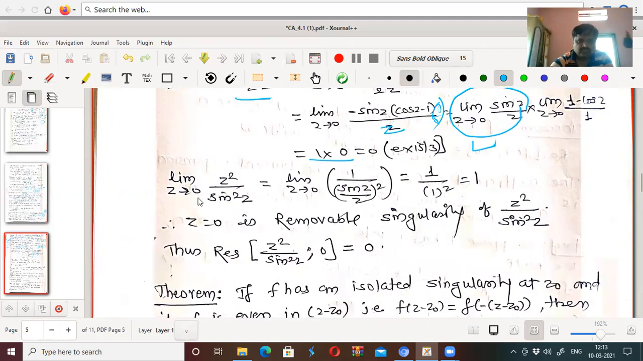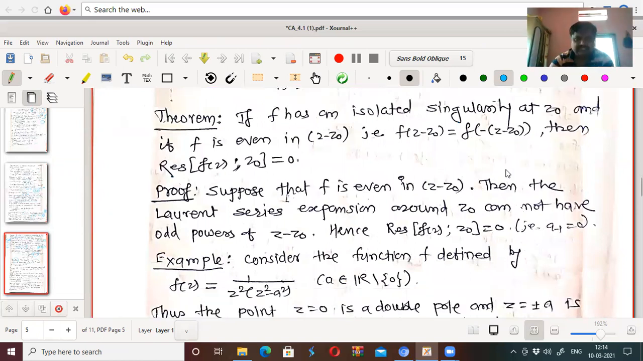Now, limit as z tends to 0, z square upon sin square z equals limit as z tends to 0, 1 upon (sin z upon z) whole square, which is equal to 1. Therefore, at z equal to 0 directly, this is not defined, but the limit exists. Therefore, z equal to 0 is a removable singularity of z square upon sin square z. As it is removable, the residue of z square upon sin square z at z equal to 0 is again 0. Okay, that is the case.